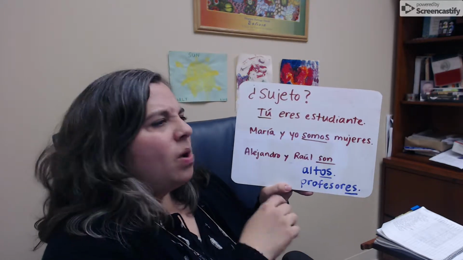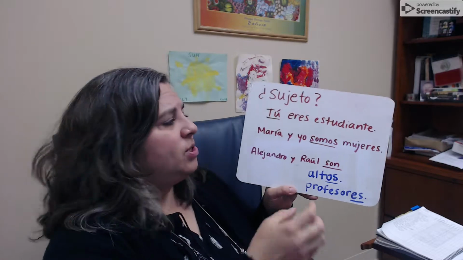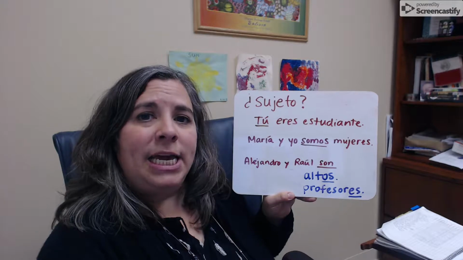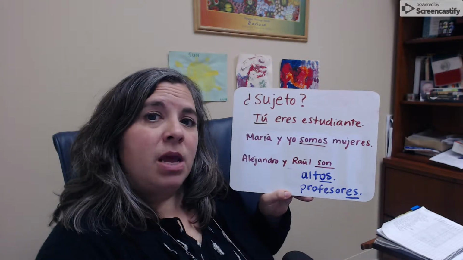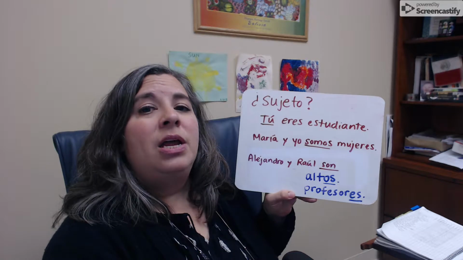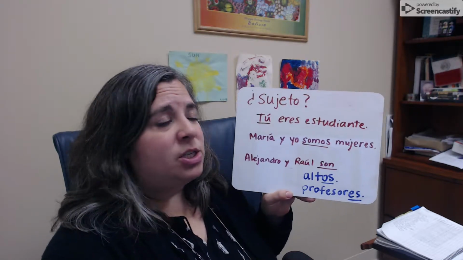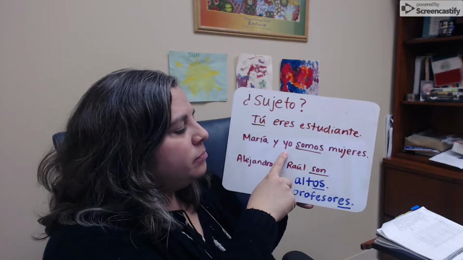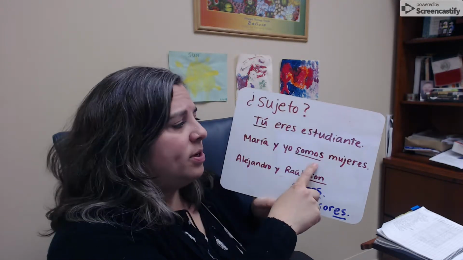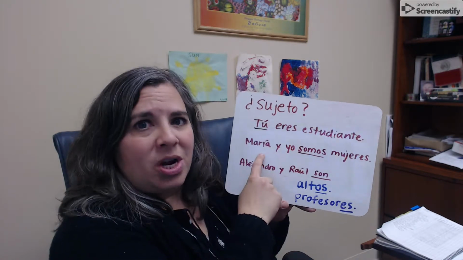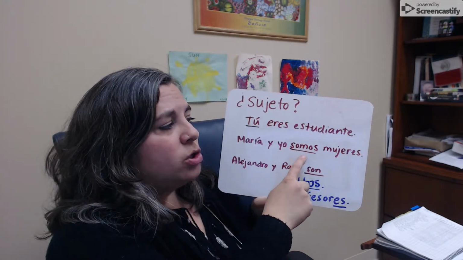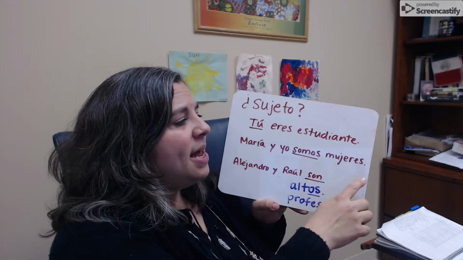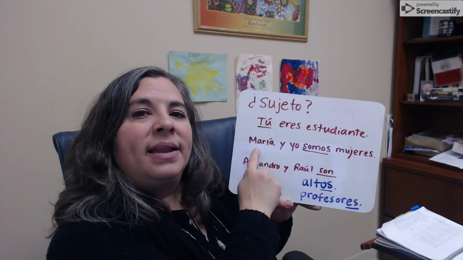In some cases, we'll have a trickier subject like María y yo. What subject pronoun would you use to replace María y yo, María and I? You would choose we in English, so nosotros or nosotras in Spanish, depending on the gender of this person yo, right? And then you choose the form of ser which would go with nosotros or nosotras in this case. María y yo somos mujeres. The word mujeres, since you're talking about two people, needs to be plural to reflect the plurality of the subject.